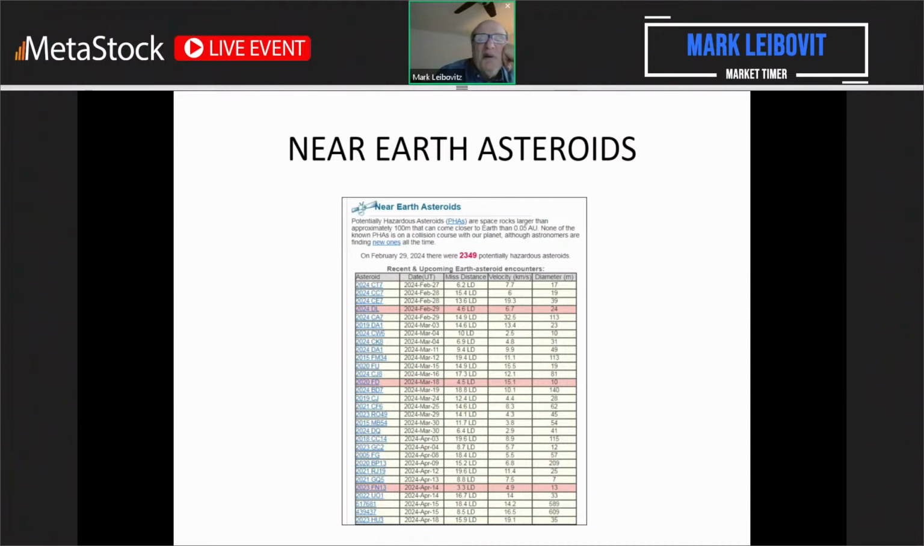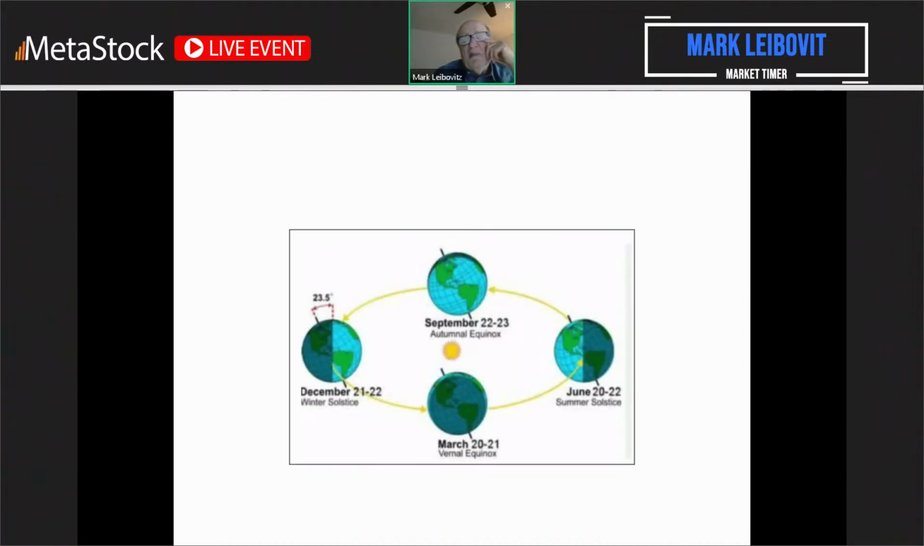Actually, there's a chart you can pull up on spaceweather.com on Earth asteroids that are being tracked. And this is something that you also need to pay attention to. I'm very tuned to the seasonal patterns. The March vernal equinox is coming up here. I don't know if you recall, but there are times where we see big lows around the vernal equinox. The classic example was the COVID crash, which was right in tune almost precisely with the vernal equinox.